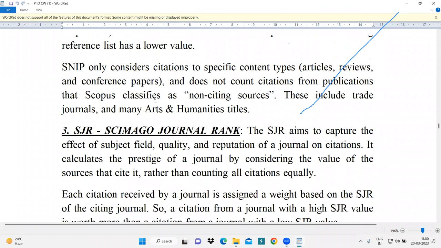So is SNP clear to all of you? Impact factor, CiteScore, SNP we have covered. Is it clear? Any doubt, any confusion regarding these things?